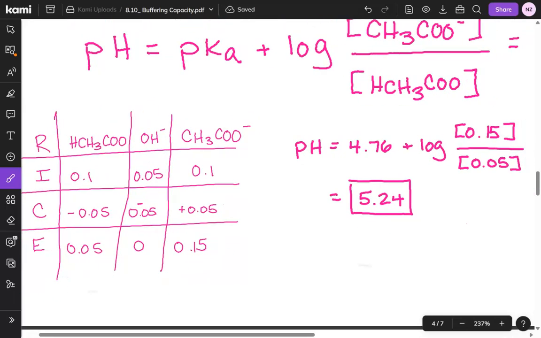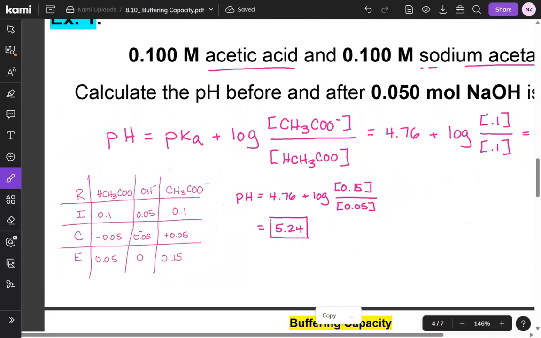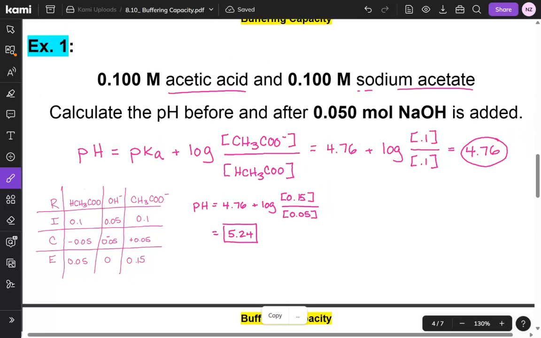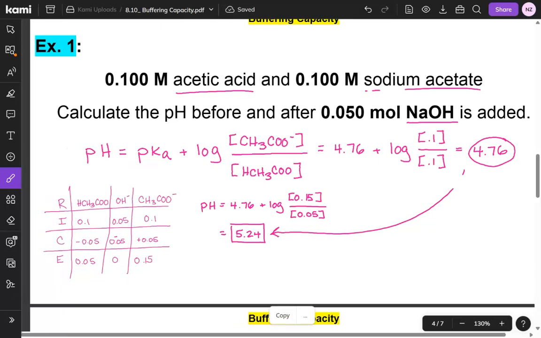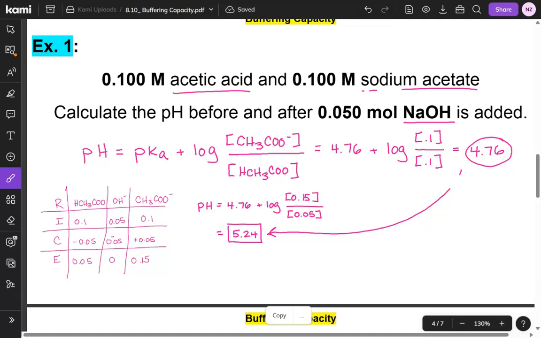All right. So initially, we had a pH of 4.76. When we added our NaOH, which is a strong base, that increased our pH by a little bit. Okay, so the buffer kind of did what it was designed to do. We had equal concentrations of our acid and our conjugate, and it was a relatively lower molarity because it was 0.1.